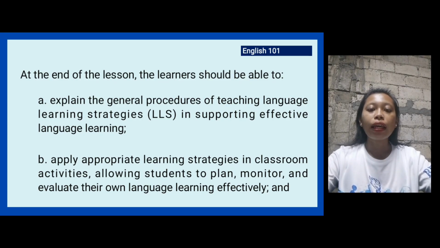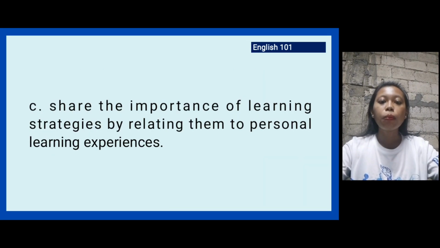B. Apply appropriate learning strategies in classroom activities, allowing students to plan, monitor, and evaluate their own language learning effectively. And C. Share the importance of learning strategies by relating them to personal learning experiences.